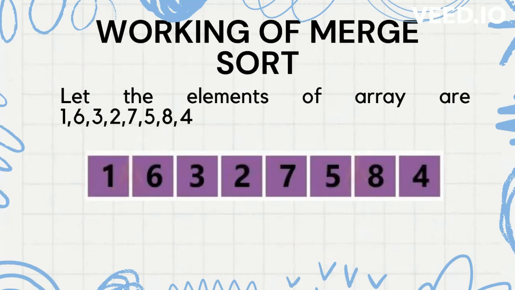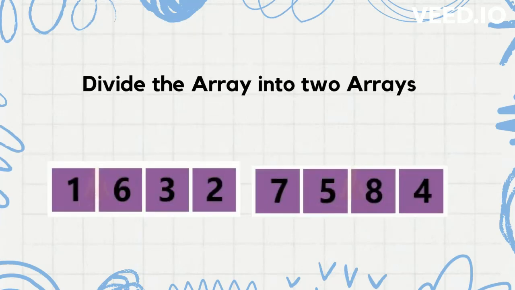So this is the working principle, and this is one of the examples of the merge sort. Consider an array having the following elements: 1, 6, 3, 2, 7, 5, 8, 4. We need to sort this array using the merge sort. In this slide, there is a total of 8 elements in the array. Thus, the middle element is 4. So, we will first divide this array into two arrays of size 4 as shown in the figure.